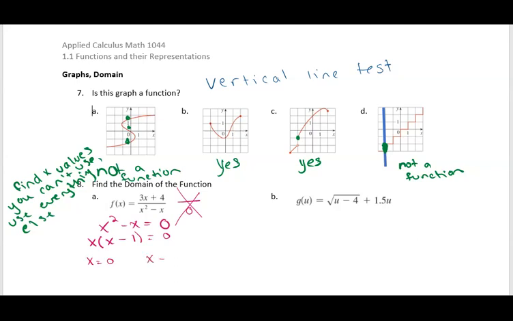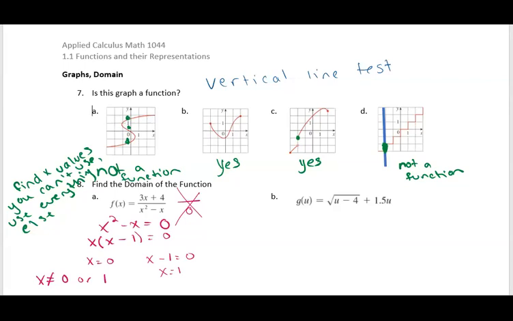So we have x equals 0 and we have x minus 1 equals 0. So that means x is 0 and x could be 1. And either of these values are going to give us division by 0, and that's things that we don't want. So we would say x cannot be 0 or 1. And if x is anything else, then it will be okay. Let's try our next piece.